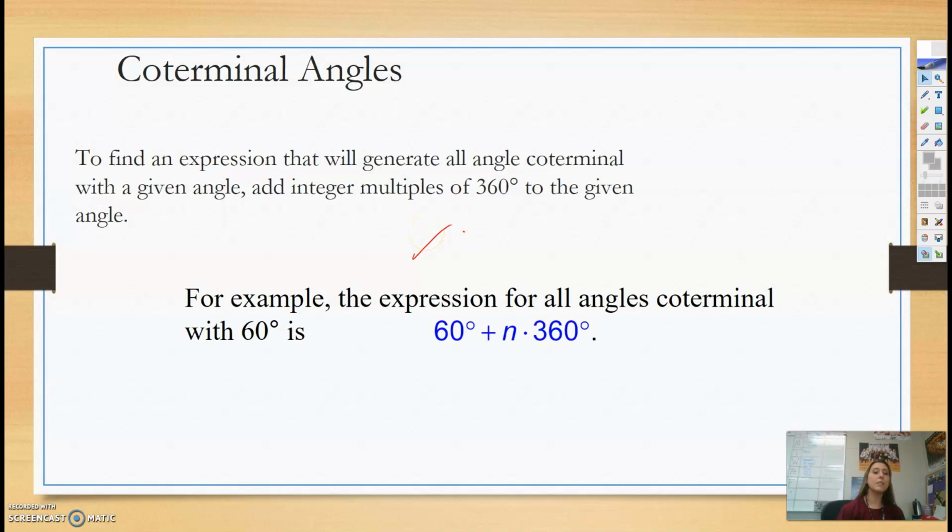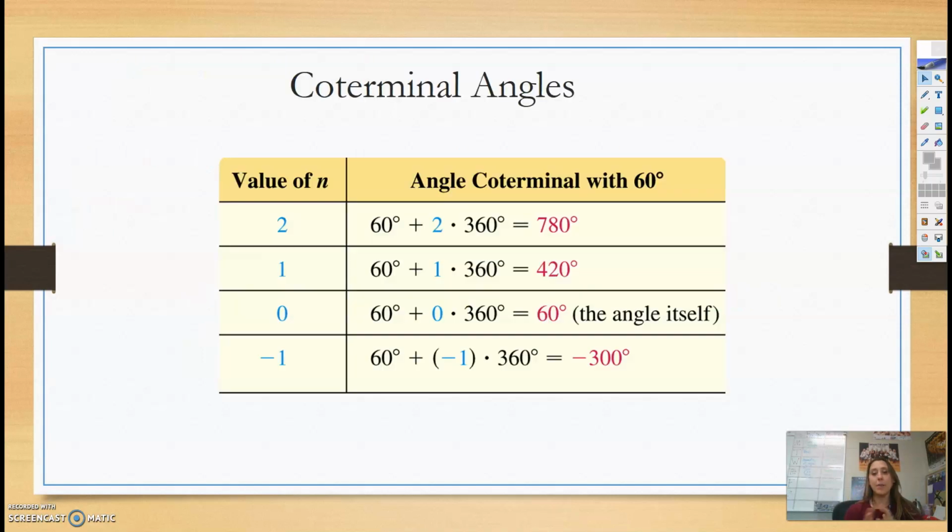Okay, so when we talk about a 60-degree angle, if we were to find the expression for all angles coterminal with 60 degrees, then we would say it would be 60 degrees times n, the amount of times it's going to go around. So when we look at that, we have this table.